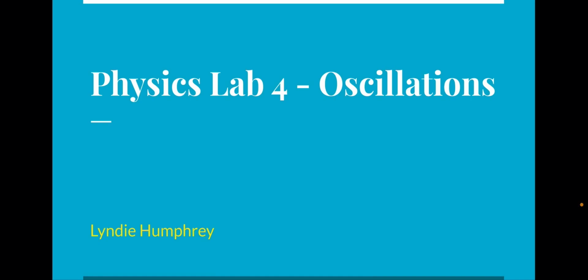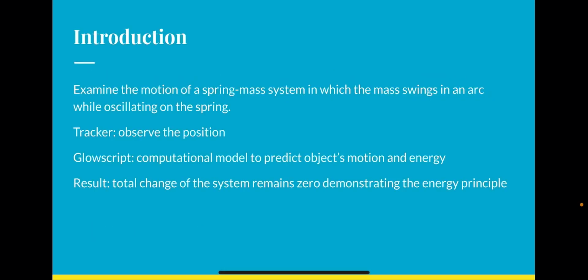To introduce this lab, the purpose is to examine the motion of a spring mass system in which the mass swings in an arc while oscillating on the spring. We are going to use Tracker in this lab, which will observe the motions, and GlowScript to create a computational model to predict the object's motion and energy exchange. To give a brief overview of the results, we will see that the total change of the system remains constant at 0, demonstrating the energy principle.